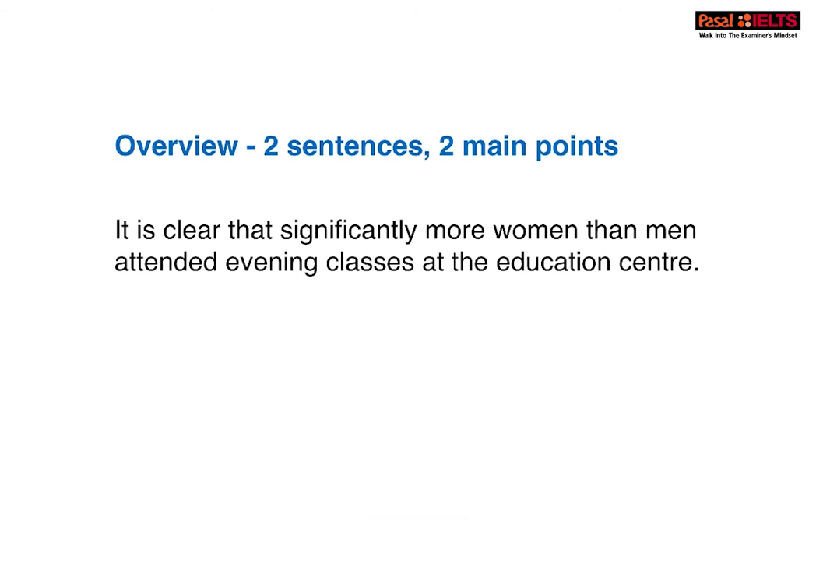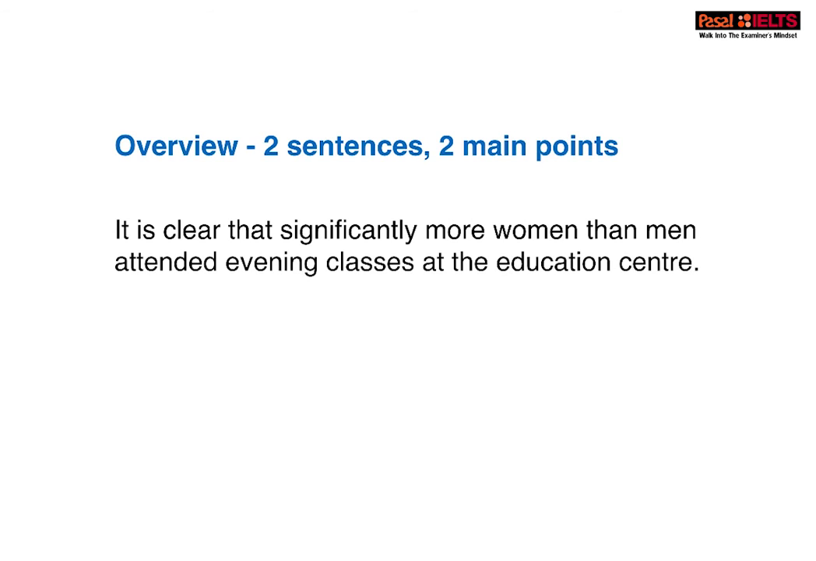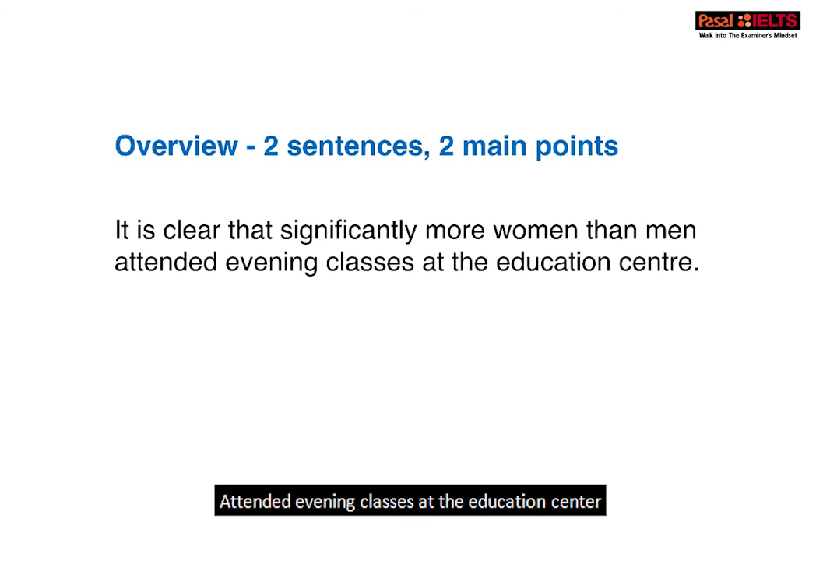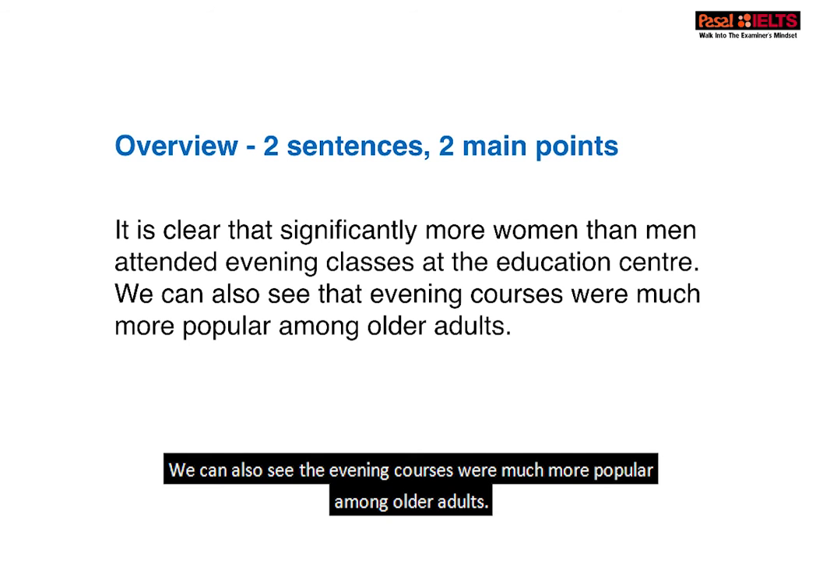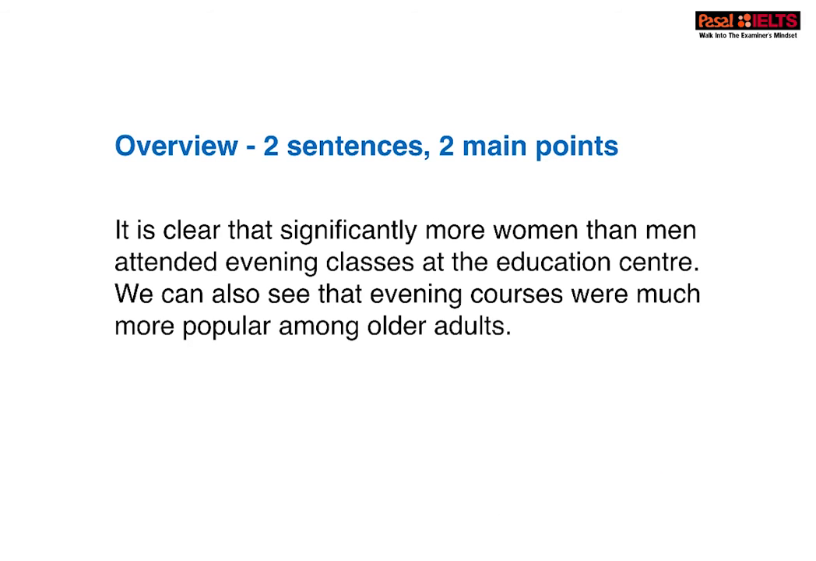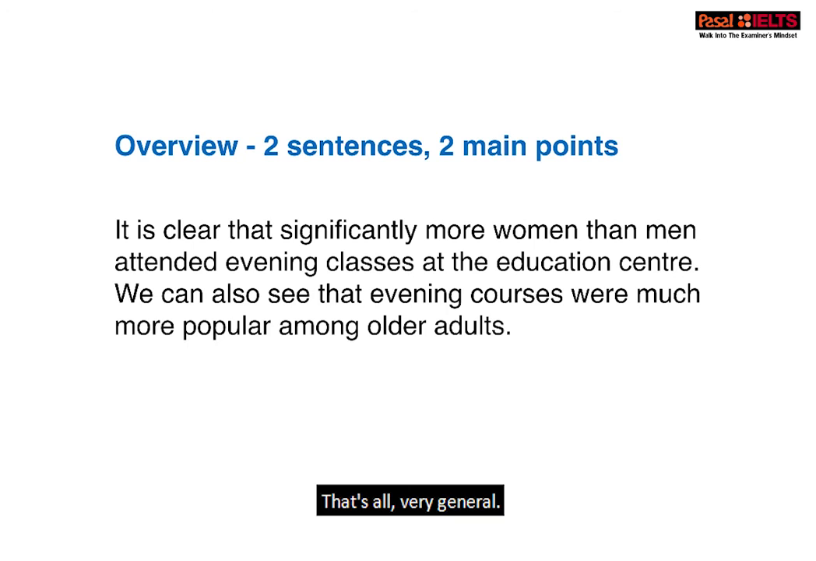First sentence, it is clear that significantly more women than men attended evening classes at the education centre. We can also see that evening courses were much more popular among older adults. As usual in my overview, I haven't put any numbers. I've been very general. So the figures were higher for women than for men, and the figures were higher for older adults. That's all very general. Now we can move on to the details.